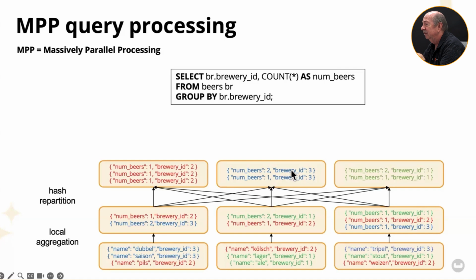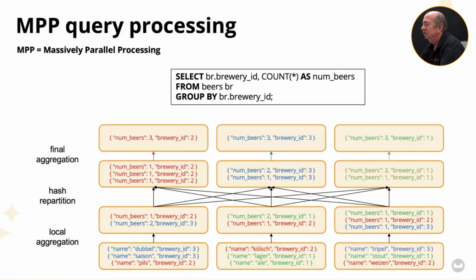Likewise, brewery ID 3's information landed here, and brewery ID 1's information landed here. Now those nodes can do the math and add up to compute the final total. So now we know, for each of these breweries, how many beers they have, and that information is distributed over our system. So we've computed that answer in parallel. That's an example of a parallel algorithm for the kinds of analyses you might want to do over your data.